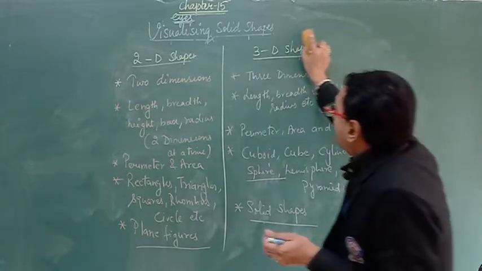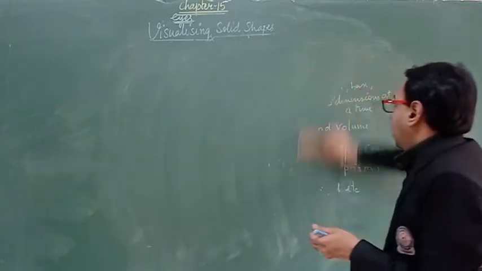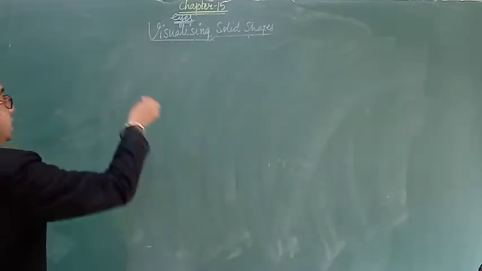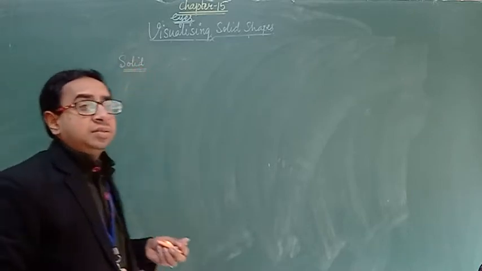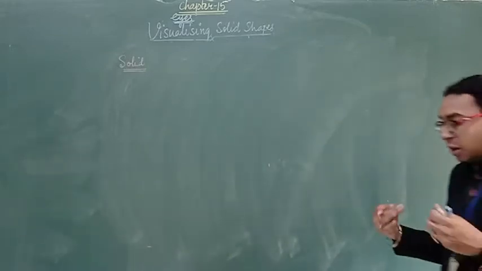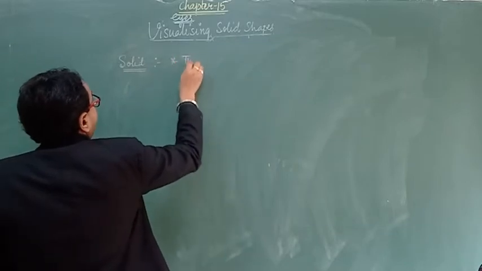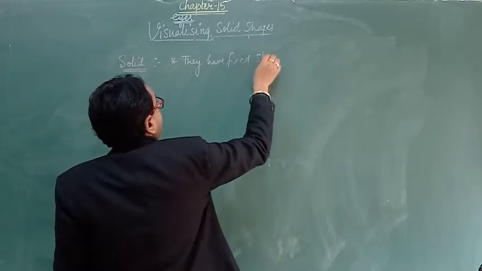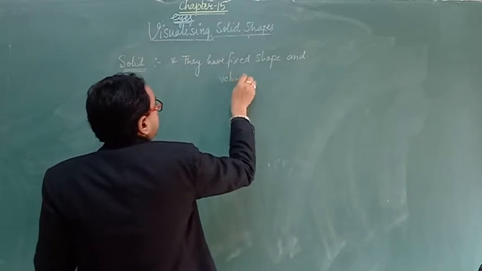Now, why are we calling them solid? Shapes we understand, 3D we understand, but why do we call them solid? In science, you would have studied the states of matter: solid, liquid and gas. Are we clear? When we talk about solids, they have a fixed shape and volume. That is the most important thing.